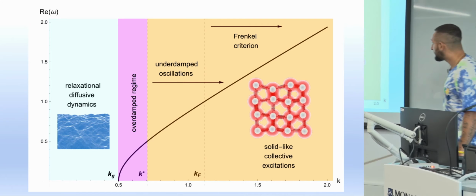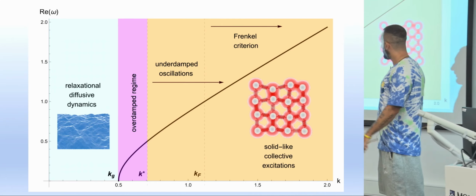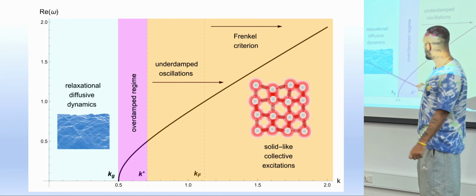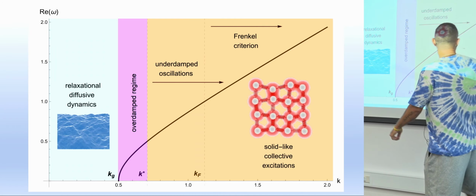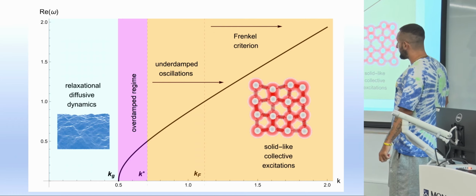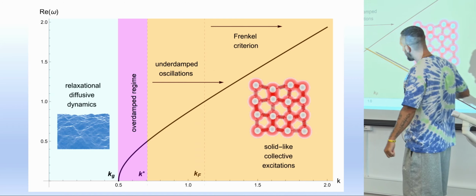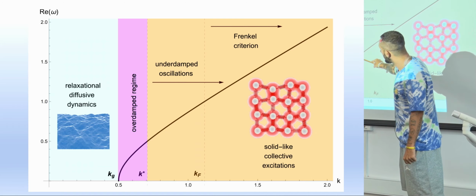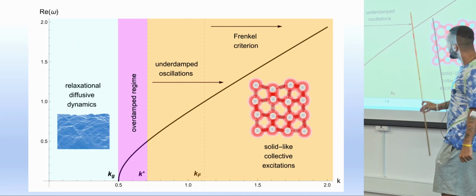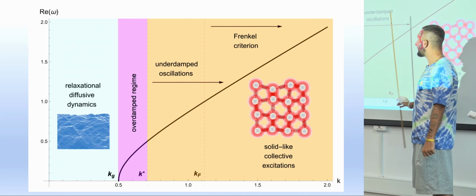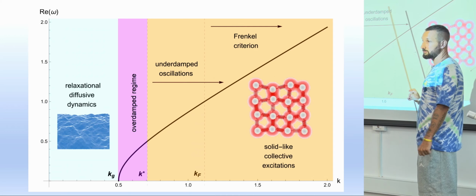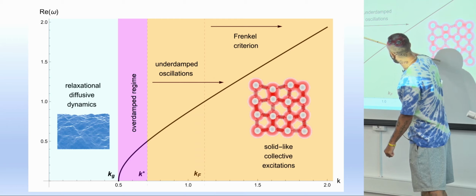And this is basically the cartoon. So you can see that there is a transition between something which is relaxational, like basically just water ripples, and something very similar to vibrations in a solid. And this transition occurs in a specific way, through a transition between an overdamped and an underdamped regime. And you can actually check that, at least qualitatively, these equations are in complete agreement with the Frenkel criterion. So if you put basically tau, this would be tau.